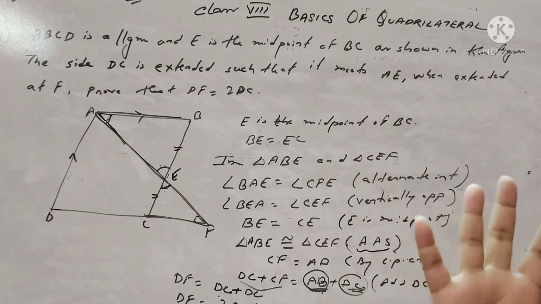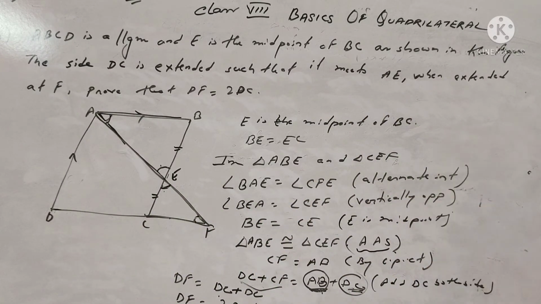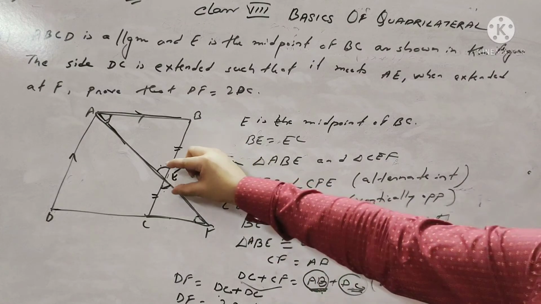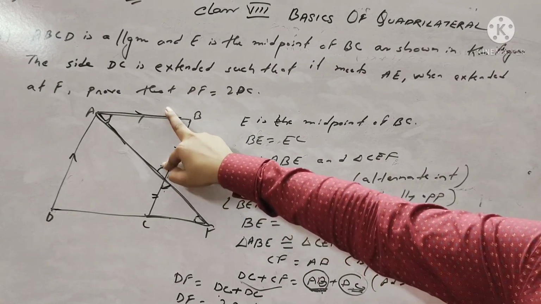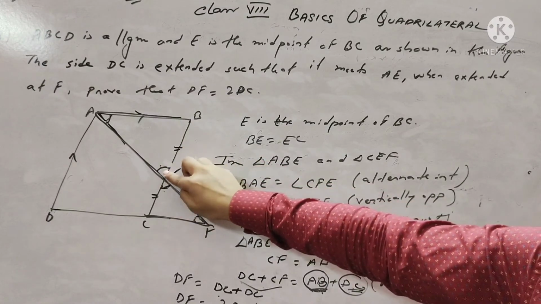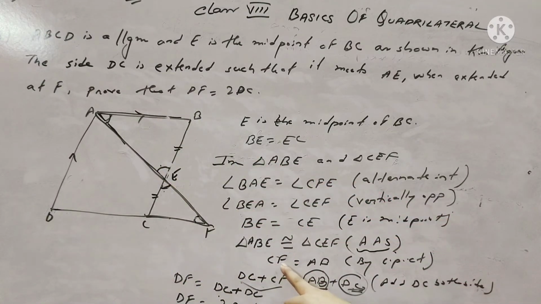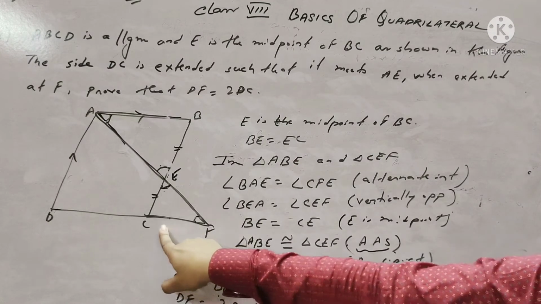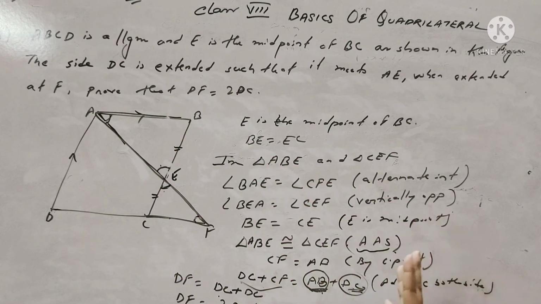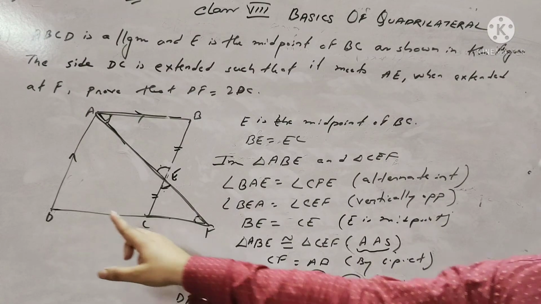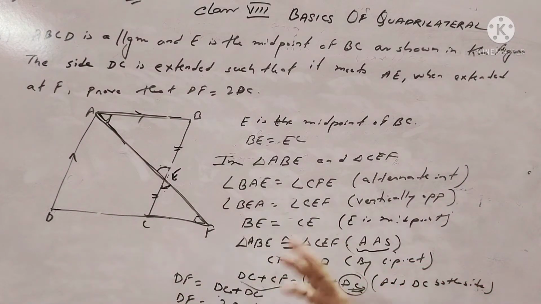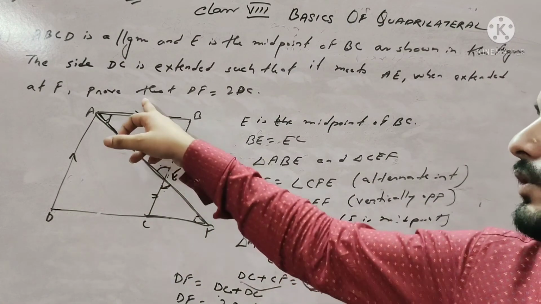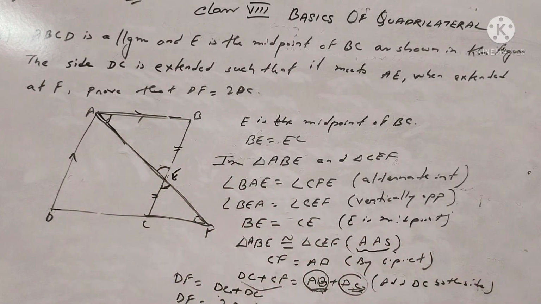We know that when two triangles are congruent, their corresponding parts are also equal. That means their opposite sides, AB equals CF. So we write down therefore CF equals AB. Then we add DC on both sides. DC plus CF gives DF. And here DC, but in place of AB again we write DC, because the values of AB and DC are equal, so DF equals 2DC.